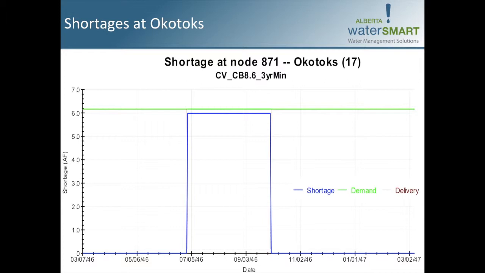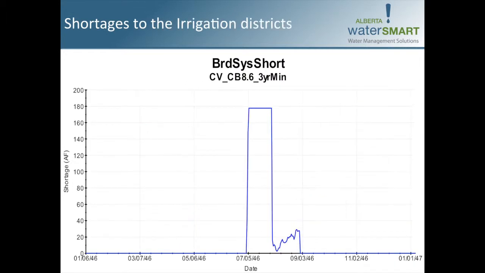So the green line is their demand, what they want. The red line is what they're getting, so they're getting maybe a fifth of what they want. And the blue line is their shortage. Irrigation districts saw shortages. Some of them are just because of headwork shortages, but again, those can be fixed.